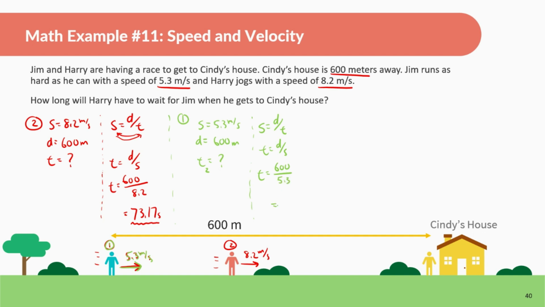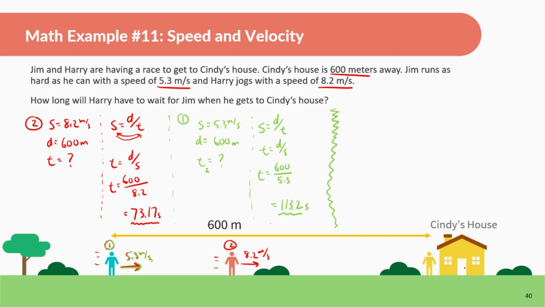Let's put this into our calculators. 600 divided by 5.3, and we get 113.2 seconds. Okay, so again, this is not the answer yet.